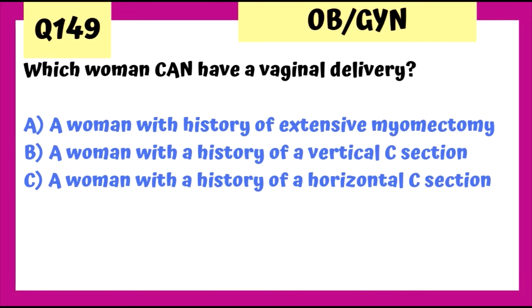All right, 149, which woman can have a vaginal delivery? This is one who had a history of a horizontal C-section, but if she had a vertical classic C-section, that is a contraindication, along with extensive myomectomy because of the weakened uterus.